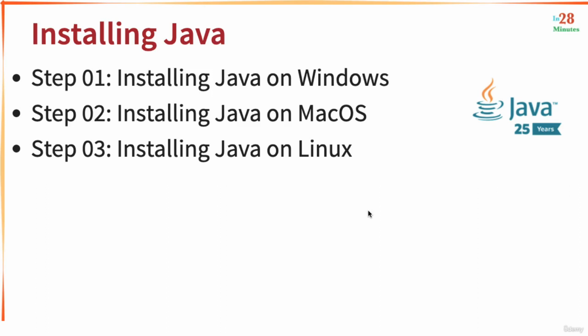So following this video, you have three different steps: 01, 02, 03. If you're on Windows, I would recommend you to choose 01. If you're on macOS, you can choose 02. And if you're on Linux, you can choose 03. You can follow the instructions on that specific video and install Java on your specific operating system.